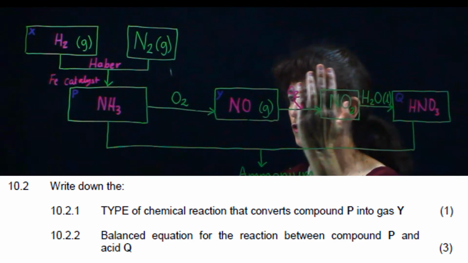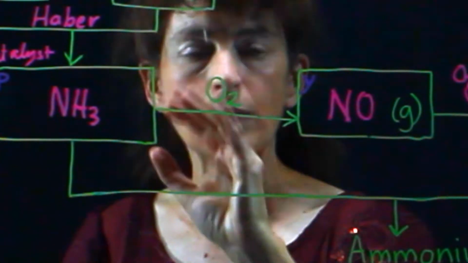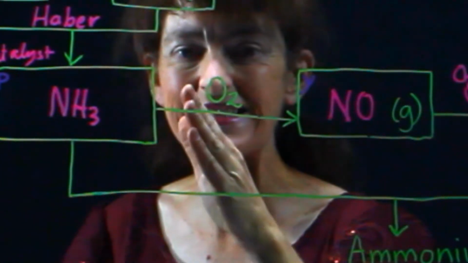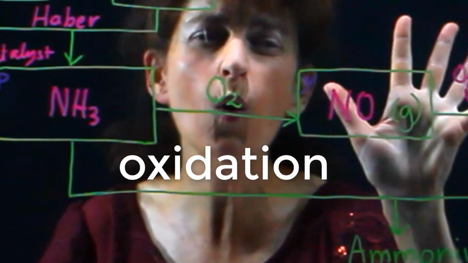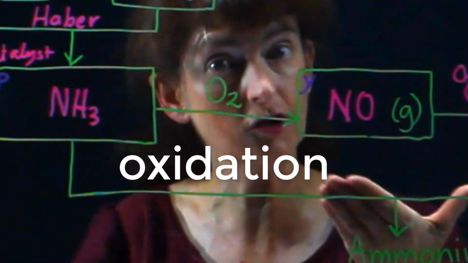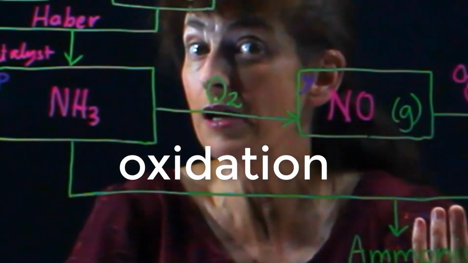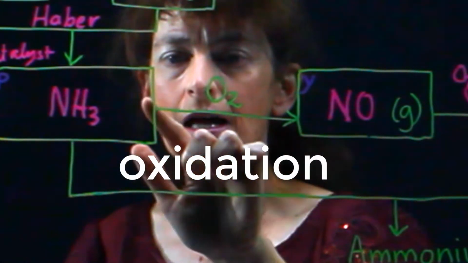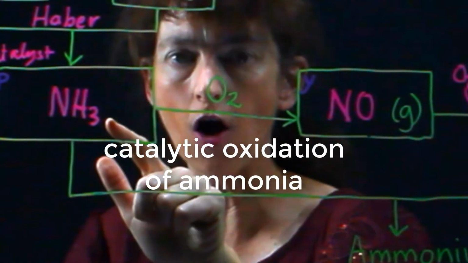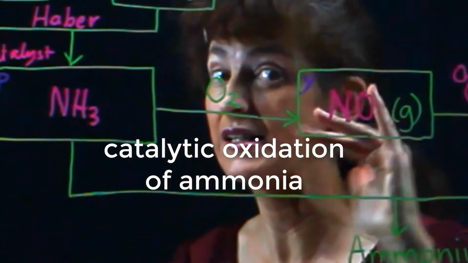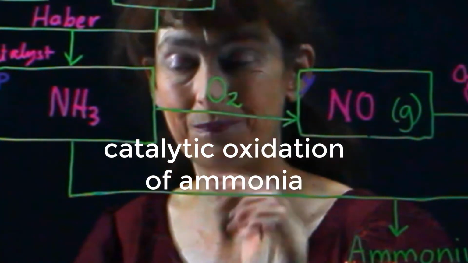Then we move on to 10.2. The first question asks about this reaction. And what is its name? What type of reaction is it? Now we can see that oxygen is being added. So it's an oxidation reaction. Not all oxidation reactions involve oxygen being added. But whenever oxygen is added, it is an oxidation reaction. To be more specific, this process is called the catalytic oxidation of ammonia. And that's because you need a catalyst for it to occur, of course. And the catalyst needed is platinum.